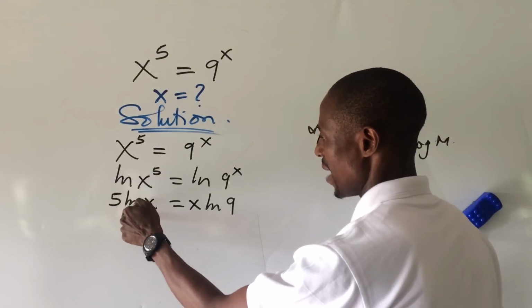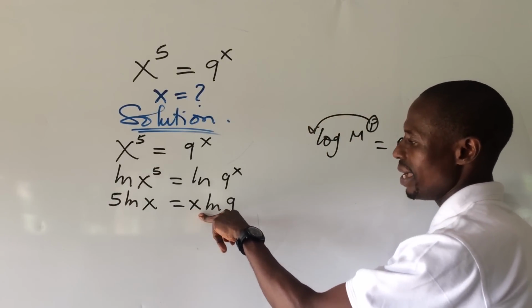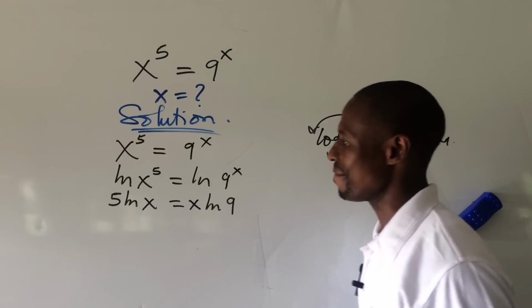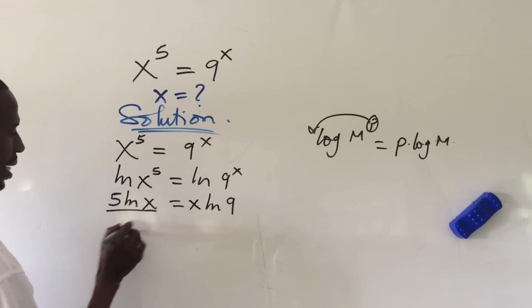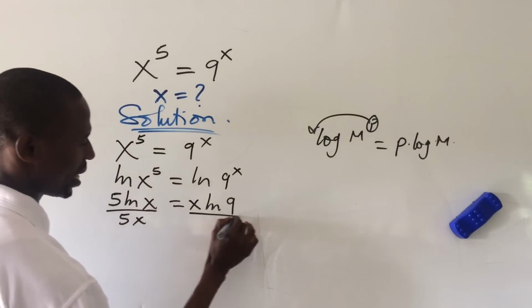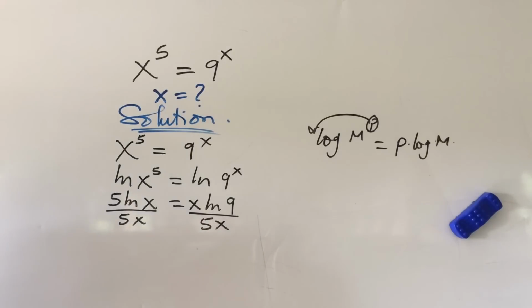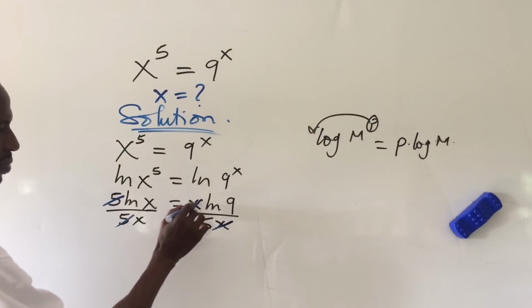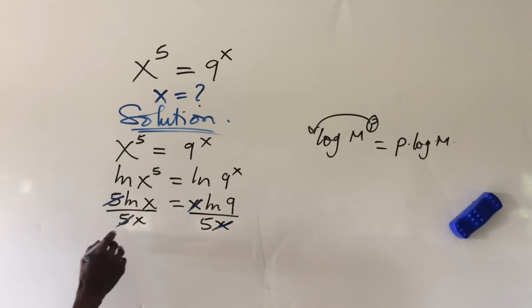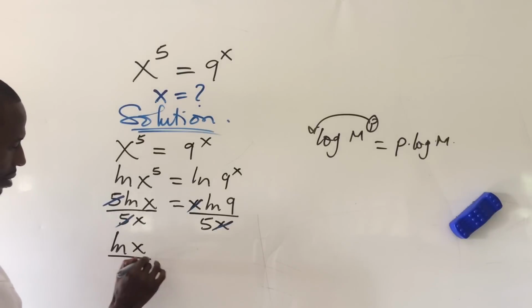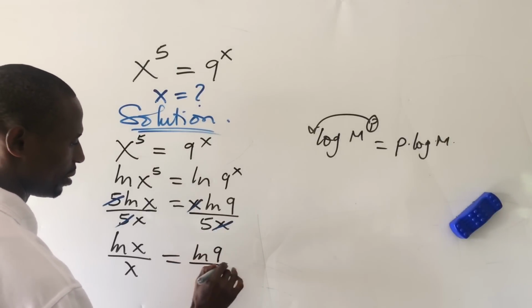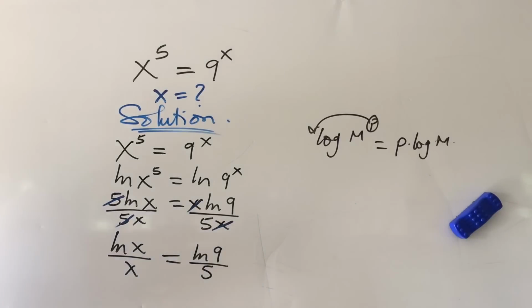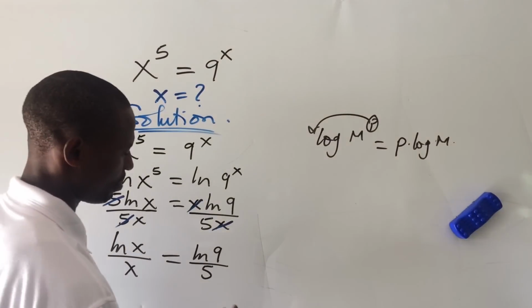Now, at this point, what do we do? Let's divide through by 5 and also by x. In other words, let's divide through by 5x. If we divide this side of the equation by 5x, we equally divide this by 5x. If you look carefully, this 5 will go with this 5, and this x will go with this x. And so we are now left with ln of x all over x equal to ln of 9 all over 5. Easy.